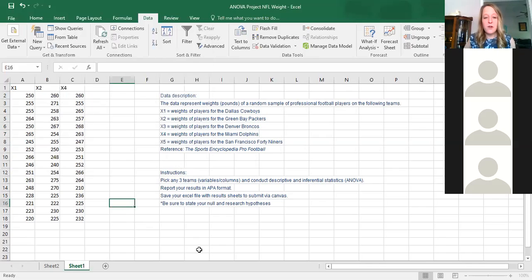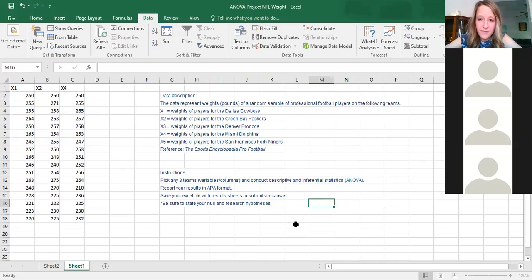But like I said, I'll post some tutorial documents and a video to help walk you through that. Okay. Thank you very much for clearing it up for us. Yeah. And I had one last question. At the bottom of the instructions, it says be sure to state your null and research hypothesis. Would we do that within the Excel sheet or in the paper? In the paper, in the APA. Okay, right. Thank you.